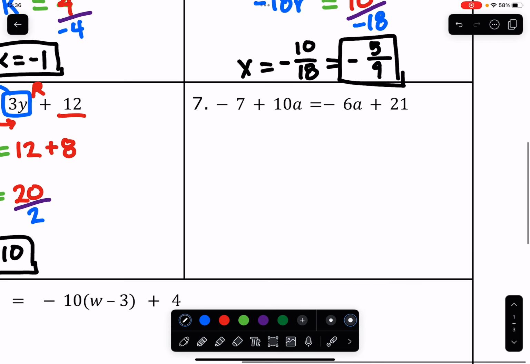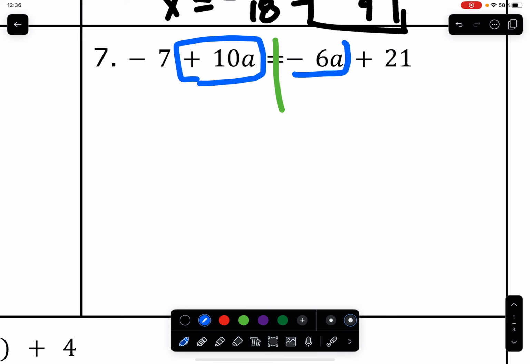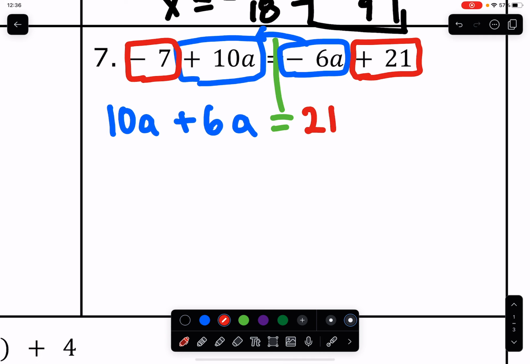Move on to example number 7. Here, same situation, variables on the left, numbers on the right. So here's my equal sign. I want both of these two variables to be on the left side of that green line. The 10 is already there, so that's going to stay as positive. But the 6, since we have to move it to that other side, that changes it from a negative to a positive. And the same thing with the constants. We want these two constants to be on the right side of that equal sign. Well, the 21 is already there, so that's going to stay as positive 21. But since the negative 7 needs to be moved across that equal sign, that's going to change it from a negative to a positive.